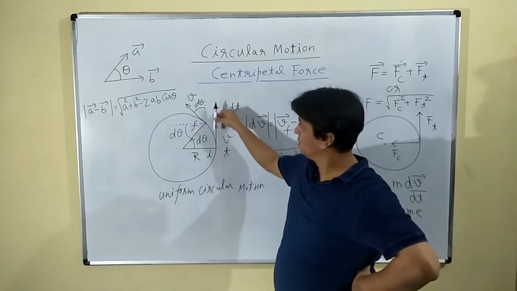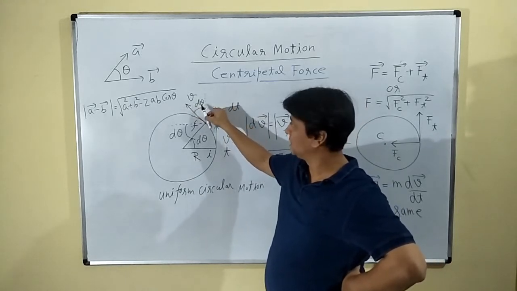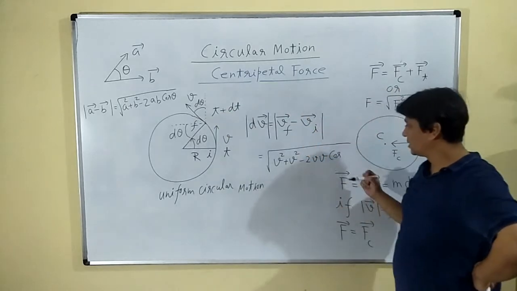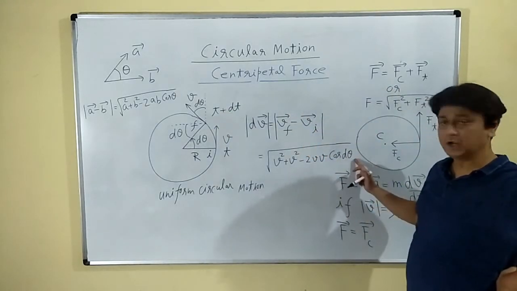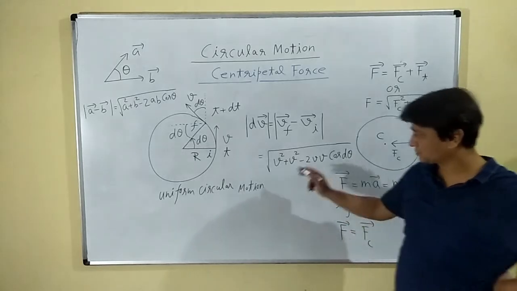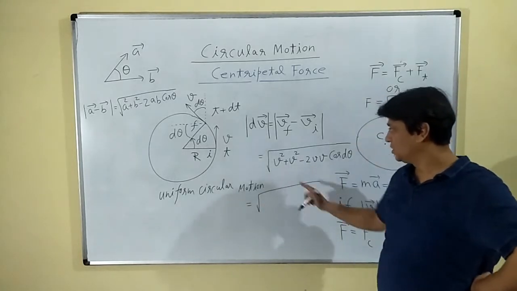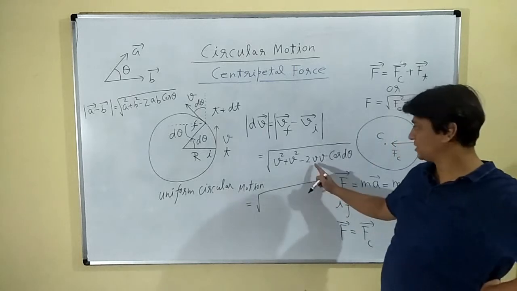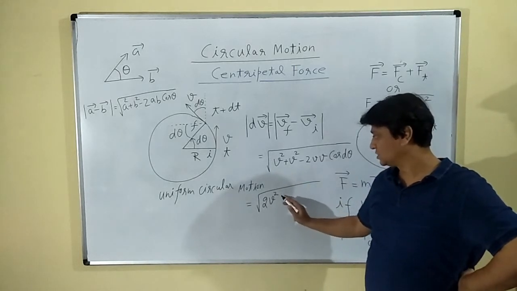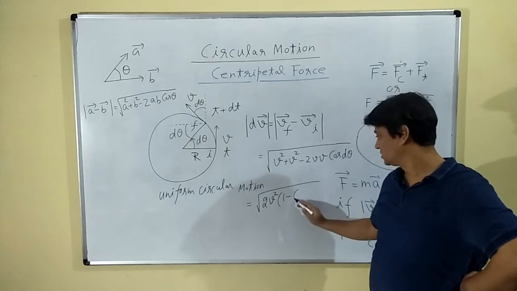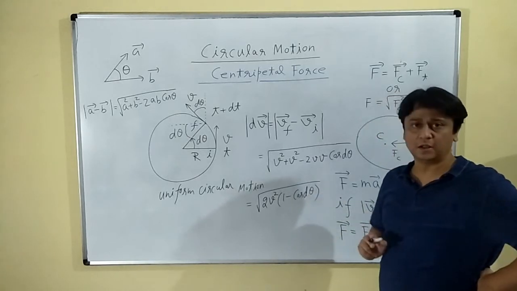What is this? Initial direction. What is this? Final direction. What is the angle between the two? D theta. And therefore we will be using cos of d theta at this place. What has come out for us now? This is coming v square, 2v square. This is also 2v square. 2v square times 1 minus cos of d theta.